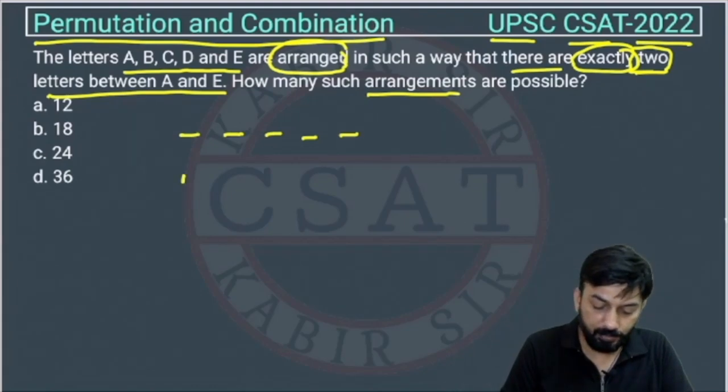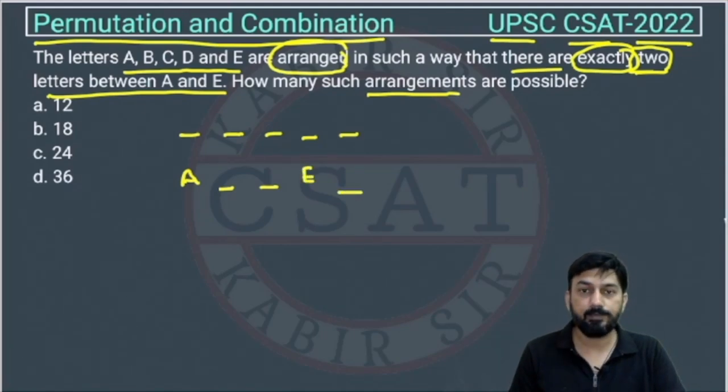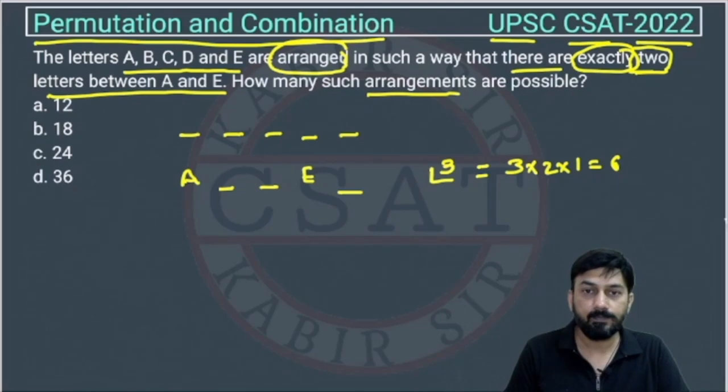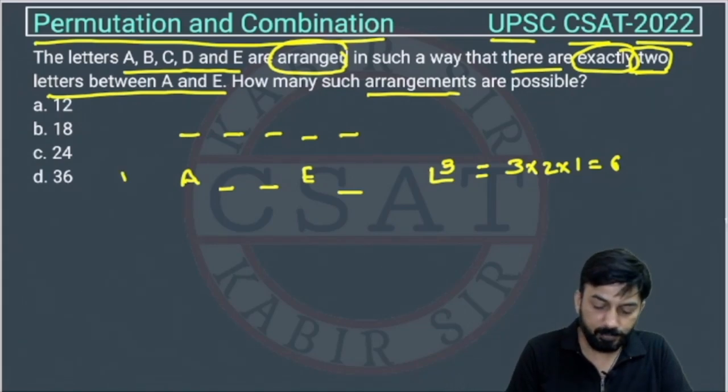Suppose we are putting A here. So after 2 places, E will come here and then this letter. How many such arrangements are possible? We are given only 5 letters. 2 letters we already used. How many letters are remaining? 3 letters. So 3 letters can be arranged in how many ways? Factorial 3. Factorial 3 is 3 into 2 into 1, so this is 6. So this is one possibility.